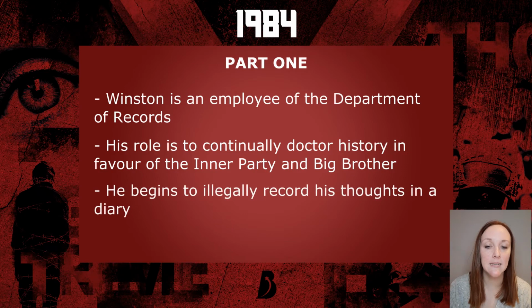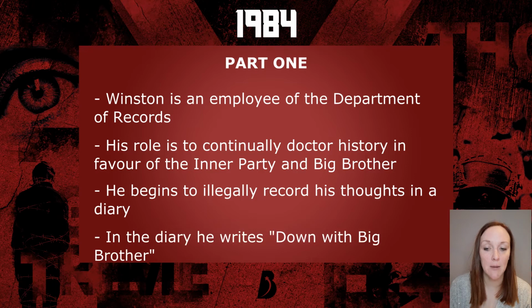He begins to illegally record his thoughts in a diary, which he purchased in the Prole district, an area of impoverished citizens considered so insignificant that they are relatively unmonitored by the party. It is within this diary that he commits the punishable by death crime of writing the words "down with Big Brother."